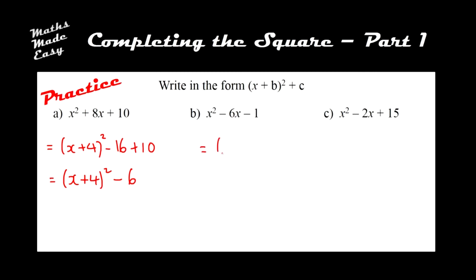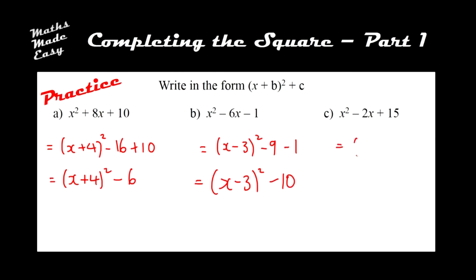For this next one, we need to do x subtract 3 all squared, since negative 3 is half of negative 6. That gives you a positive 9, so I need to take that off and subtract 1. Which gives me x subtract 3 all squared subtract 10.